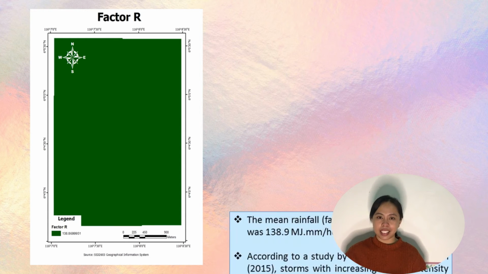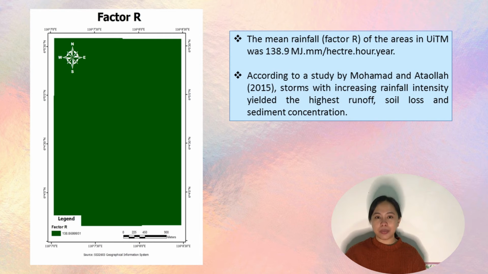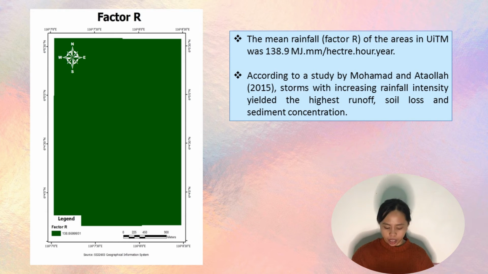One of the factors that can affect soil erosion is the mean rainfall. The mean rainfall at UITM was 138.9 megajoule millimeter per hectare per hour per year. According to a study, storms with increasing rainfall intensity yielded the highest runoff, soil loss, and sediment concentration.